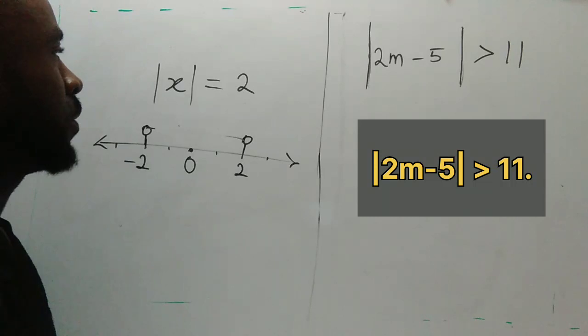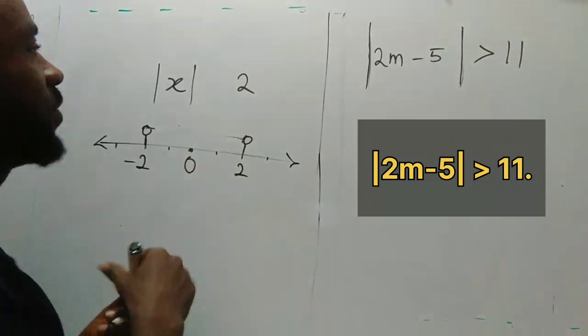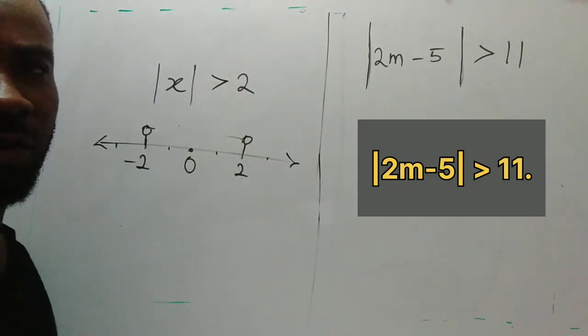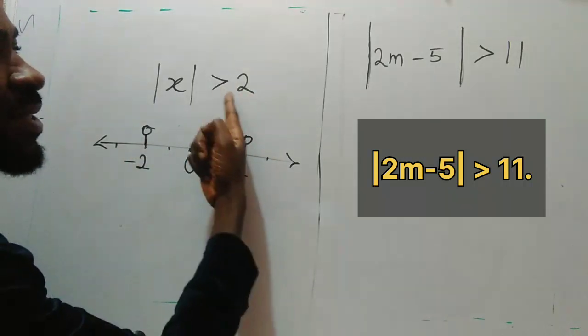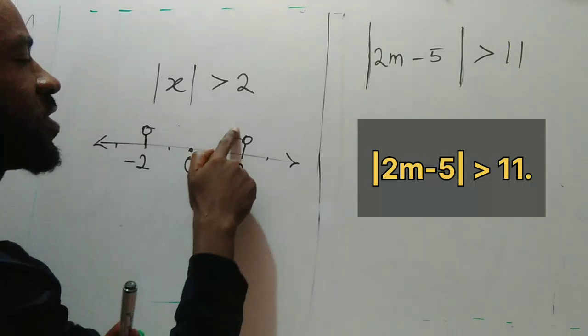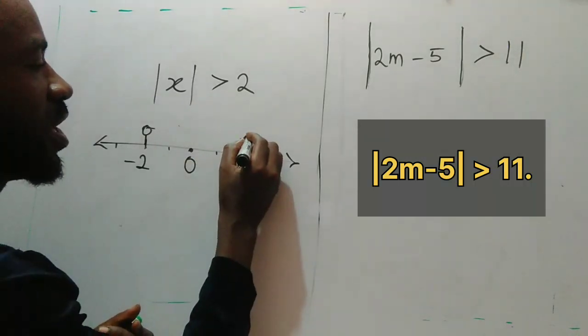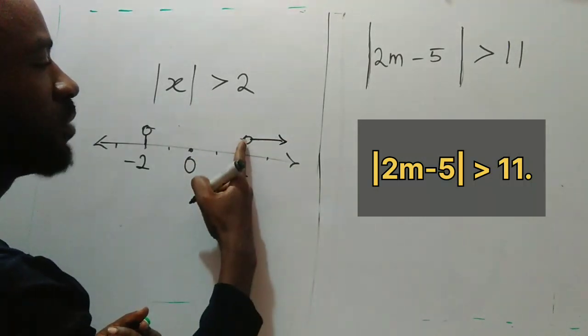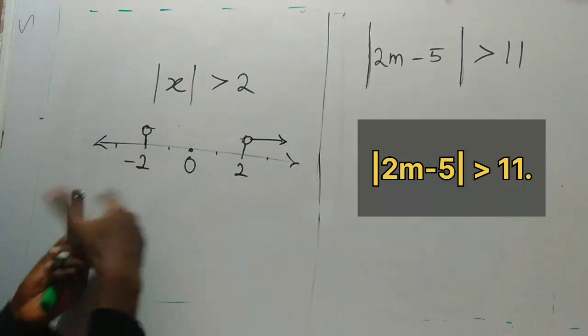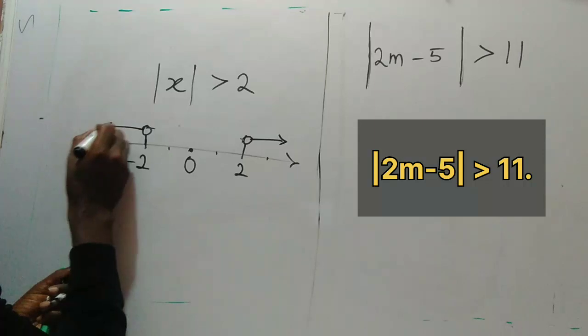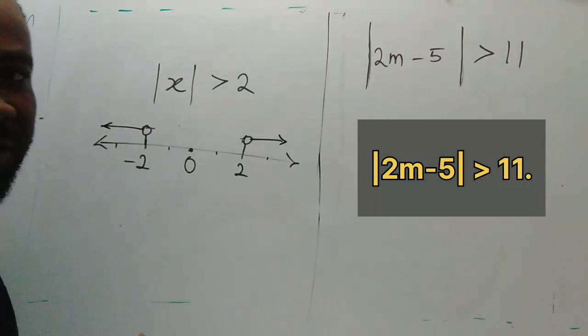But if you have greater than, what is that telling us? It's telling us, what are those steps that are greater than 2? That x should be steps greater than 2, which means it should be every region from this 2 down to the far right, or any region from this -2 down to the far left.